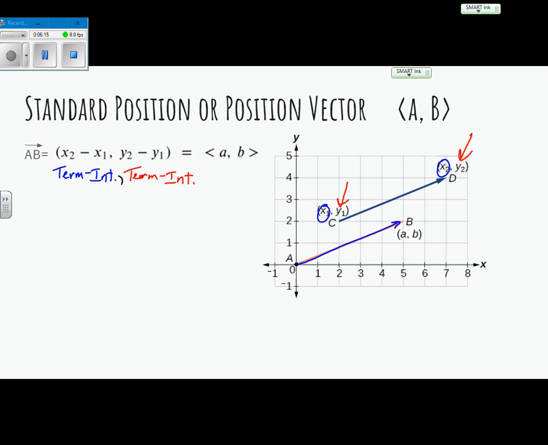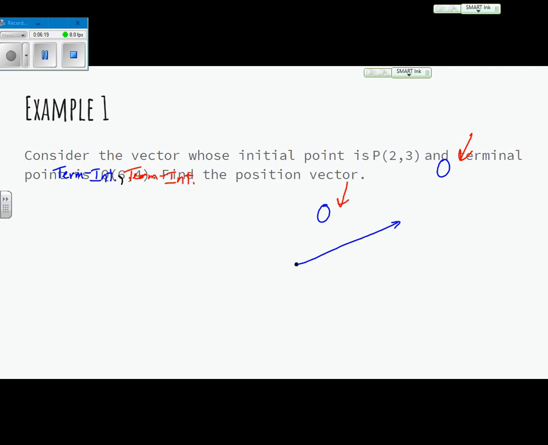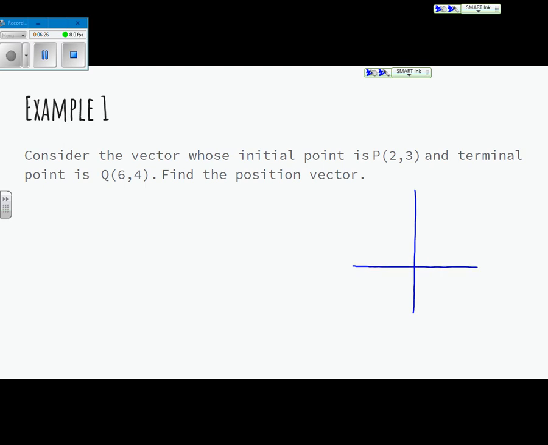Let's try that. Let's plug in some numbers. If that's confusing to you, I'm going to plug in some numbers and I'll show you what's going on with it. Now, I'm not going to draw these exact, but I'm going to give you an idea as to what is going on with this. So I have this vector. It's got an initial point at 2, 3 and a terminal point at 6, 4. Okay, so I have a vector that is going this way.